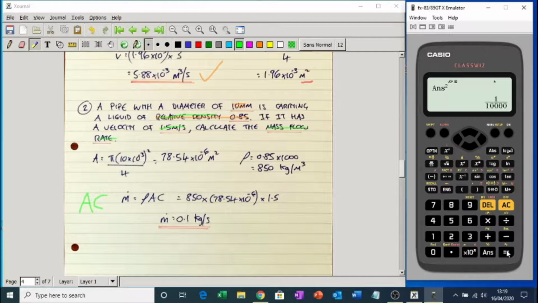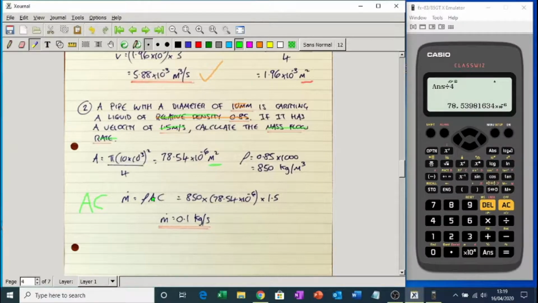Squared equals that, times by shift pi, equals that, divided by 4. 7.85. There we are. Press E and G to get it into engineering notation. 78.54. I've gone to 4 there because there's a 9 there. That's the area, in square meters.